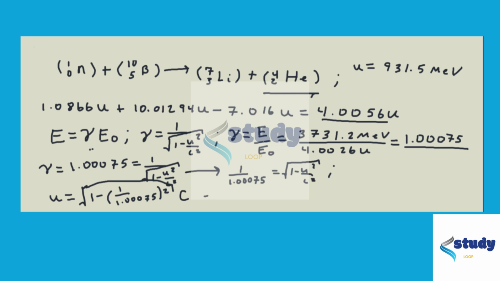What I get is that the alpha particle is about 4% the speed of light, or 1.16 times 10 to the 7th meters per second. All right, that should do it.